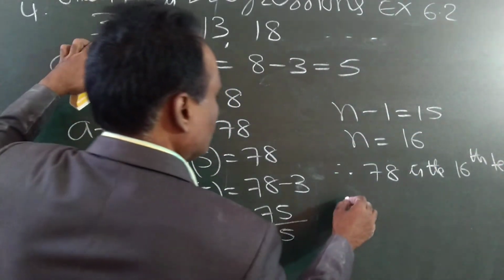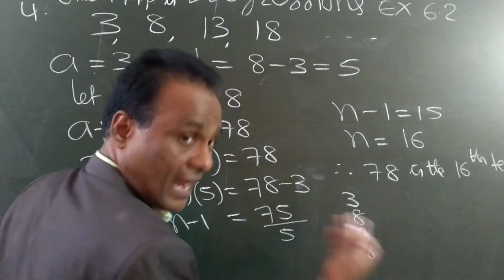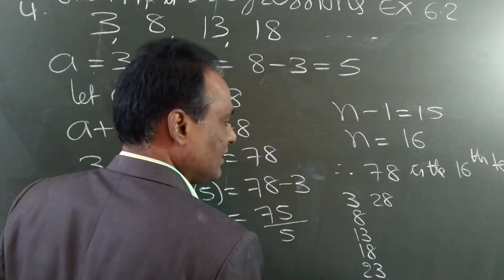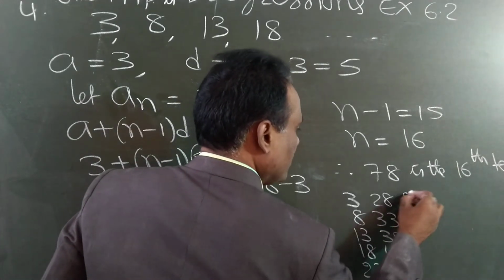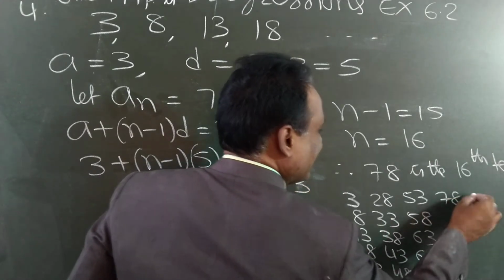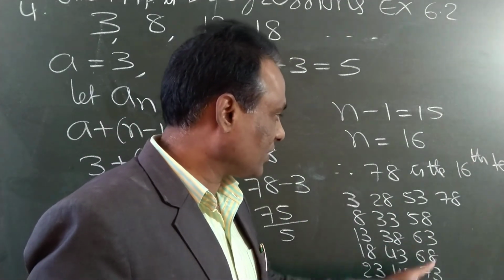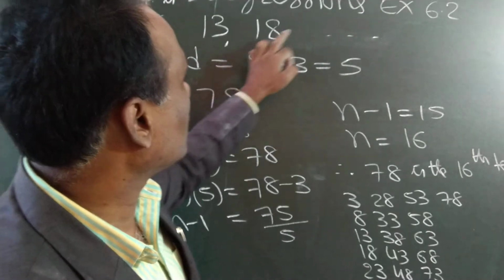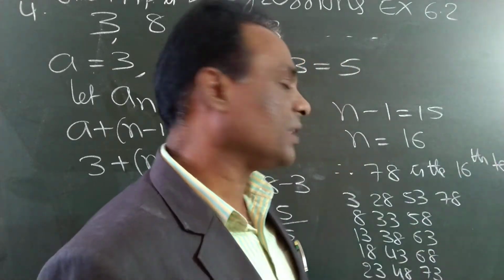See here, 3, 8, 13, 18, add 5. 23, 28, 33, 38, 43, 48, 53, 58, 63, 68, 73, 78: 1, 2, 3, 4, 5, 6, 7, 8, 9, 10, 11, 12, 13, 14, 15, 16th term. 78 is the 16th term. First term, second term, third, fourth, fifth, sixth, seventh. If you keep on writing this series, adding 5 to each term, 78 will be the 16th term.